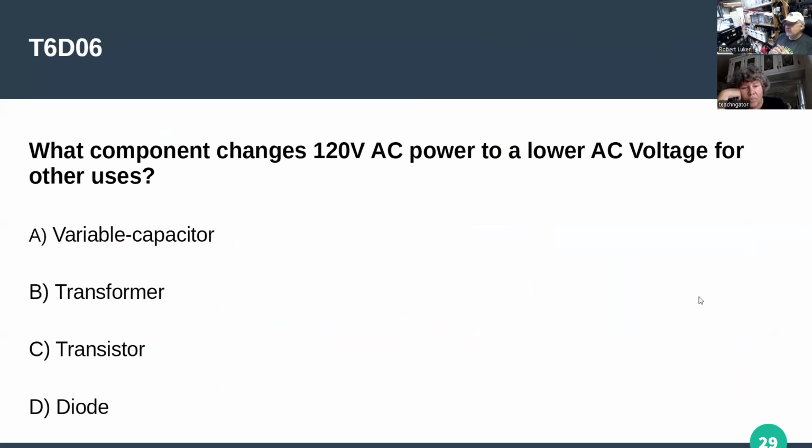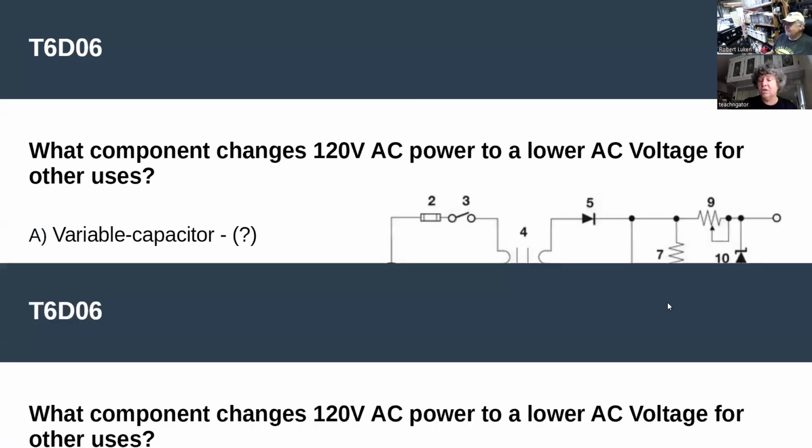So what component changes 120 volt AC power to a lower AC voltage for other uses? Bravo, transformer. And we're not talking trucks.